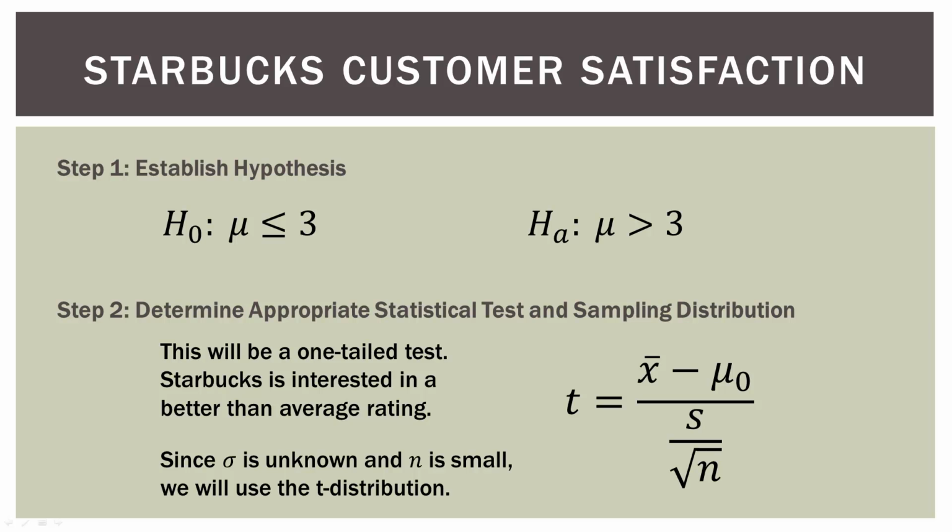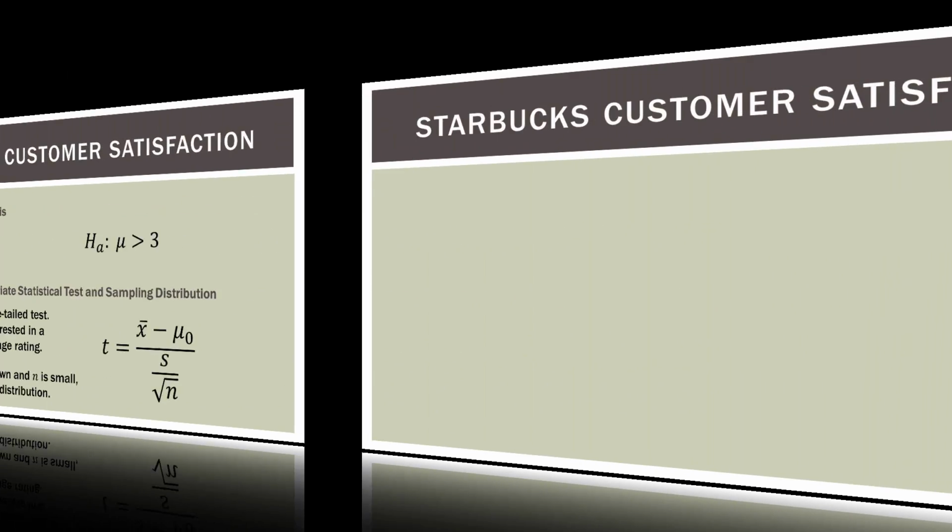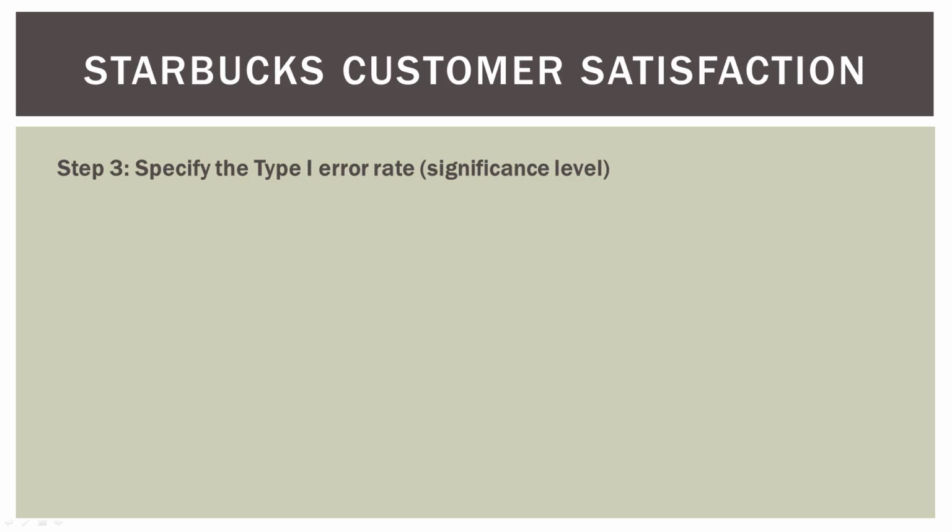So the t formula is over there on the right. We'll go ahead and specify the type 1 error rate. I'm going to choose an alpha of 0.01, and that's just my choice for this one-tailed test. Then we'll state our decision rule. Remember, our sample size is 25. Therefore, our degrees of freedom is 24.